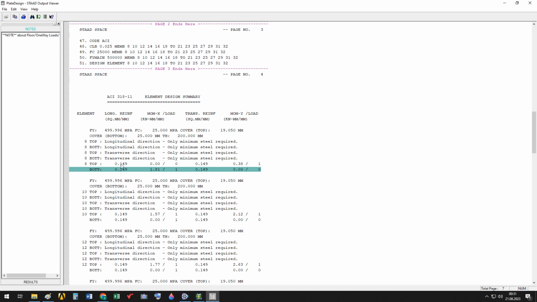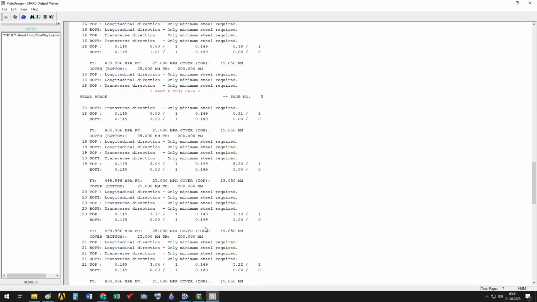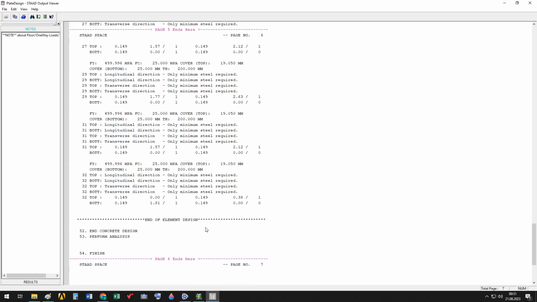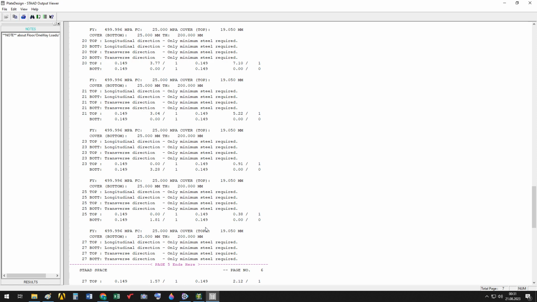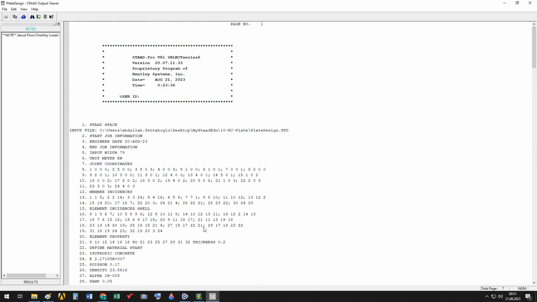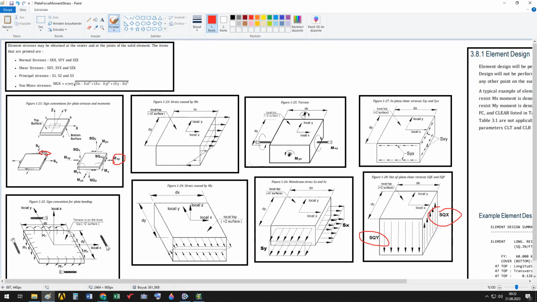Now think about it. Those are the results provided by the program. Maybe if I had increased the amount of load, the program would have considered more reinforcement area instead of minimum values.